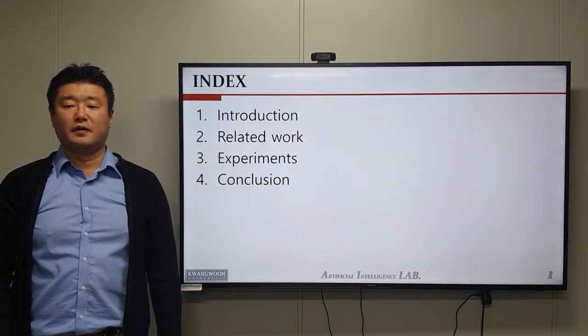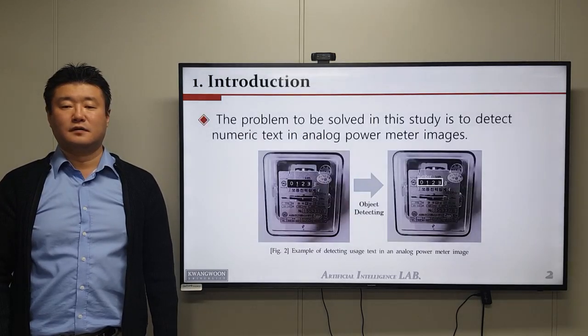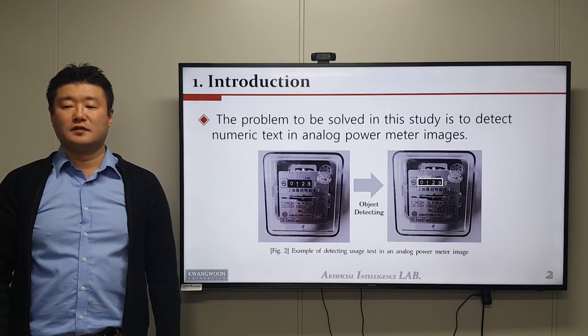In order of the paper, I will present the introduction, related works, experiments, and conclusion. The problem to be solved in this study is to detect numeric text in analog power meter images.